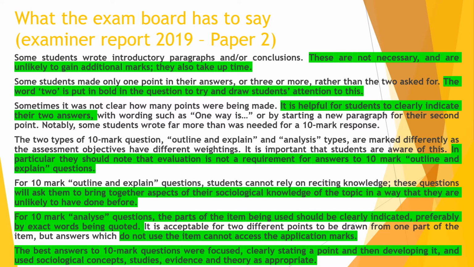We're going to talk about how they're marked in a minute. With the outline and explain, we want to bring 2 bits of the topic together. For the analysis questions, you're being asked to clearly outline what is being used from the item. So do try and make sure you get that clear item indication there. And the best 10 markers at the very bottom were focused, they had a clear start point, they developed it, and they used concepts, studies and evidence to support their point.